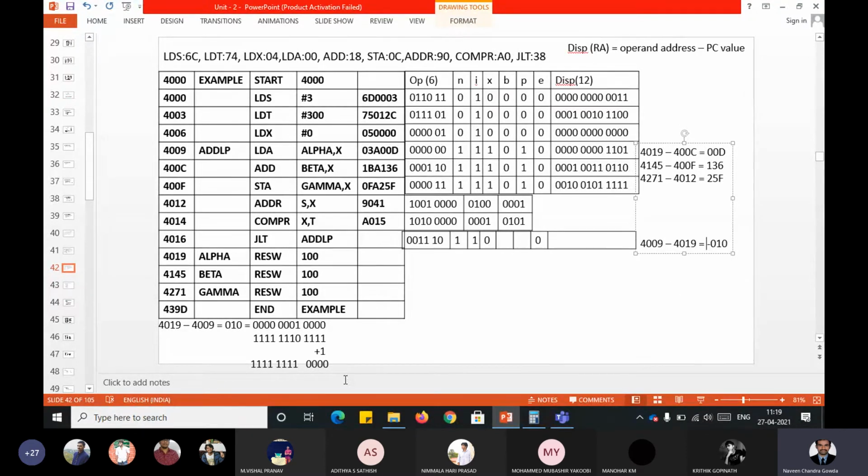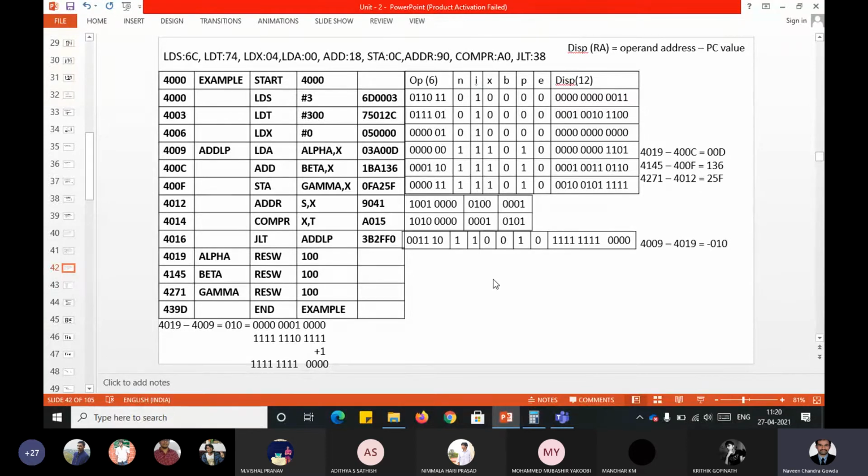And what is the object code finally? You can observe 0011 is 3, followed by 1011 is B, again followed by 0010 is 2, followed by FF0. That's the object code for the JLT RDLP. Next, the 3 instructions which are reserved word instructions, for which you don't have to generate any object code. So we are done with the generation of object code for the different instructions in the program.